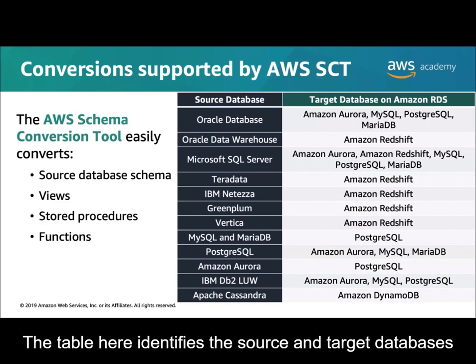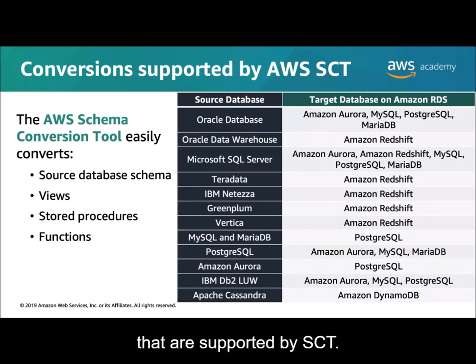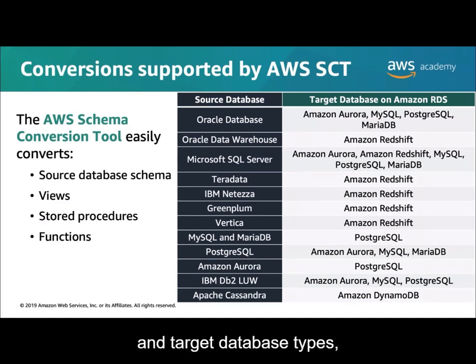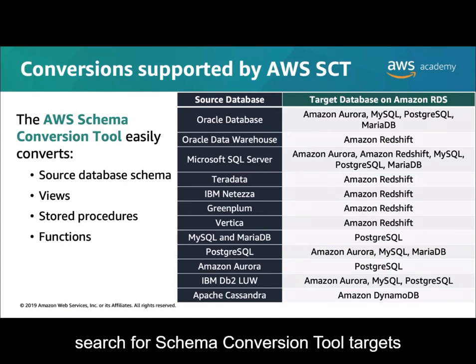The table here identifies the source and target databases that are supported by SCT. To download SCT for your platform of choice, search for SCT on the AWS homepage. To see the complete list of supported source and target database types, search for Schema Conversion Tool Targets in the AWS documentation.